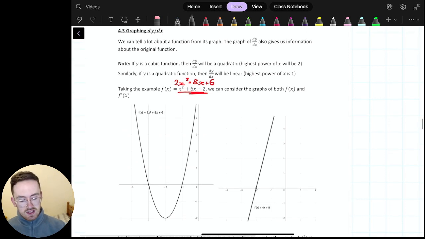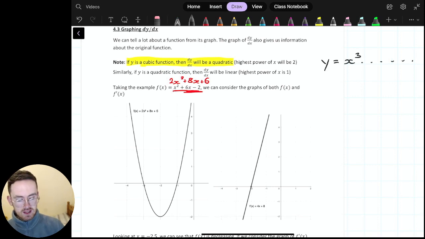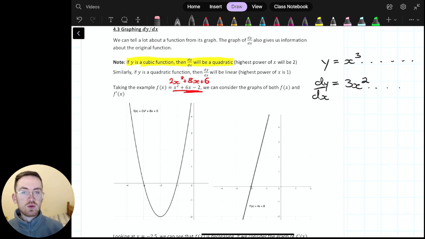And there's a point that I've put in here as a note, and it's if we start with a cubic function, then our derivative is going to be a quadratic function. And that should be fairly clear. If I start with a function that has x cubed, no matter what comes next, if I get my derivative, that x cubed will become 3x squared. And then I will have a quadratic function.